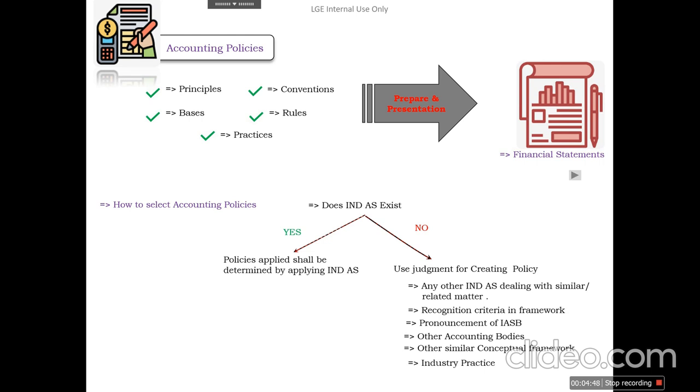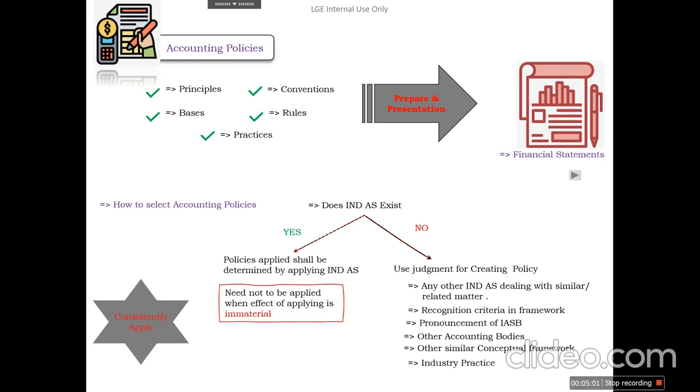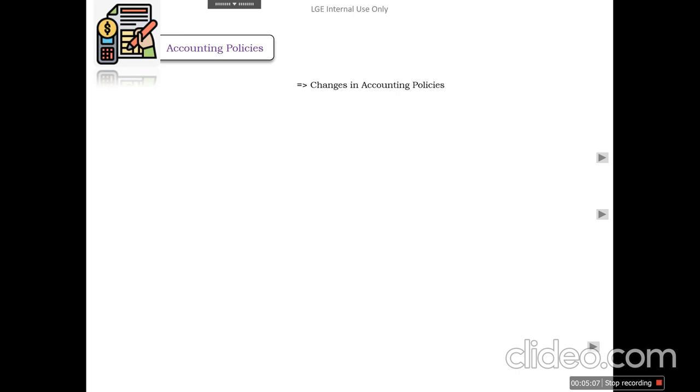And we are not supposed to apply all Ind AS if the amount is immaterial. And the policy that we have formulated, we need to apply consistently year to year. We are not supposed to change the accounting policies. There are some criteria where we can change the accounting policies, which we will look at in the next slides.